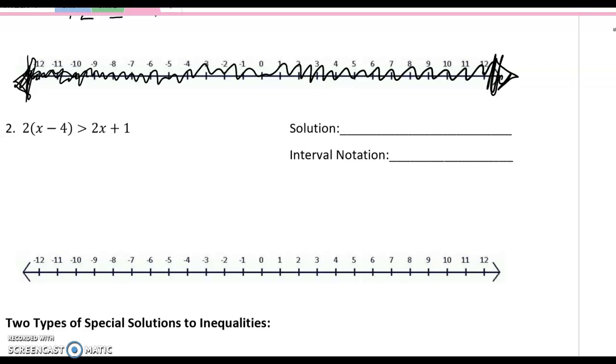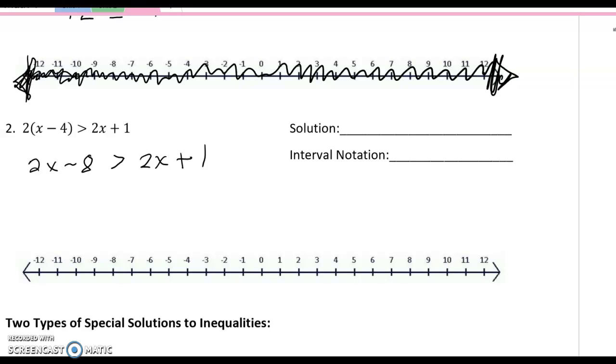All right, moving on to number 2. Again, we want to solve this inequality for x. We want to clear out fractions. We don't have any. So now we want to go ahead and simplify each side. We distribute the 2 through the parentheses. We get 2x minus 8. On the right side, we have 2x plus 1.